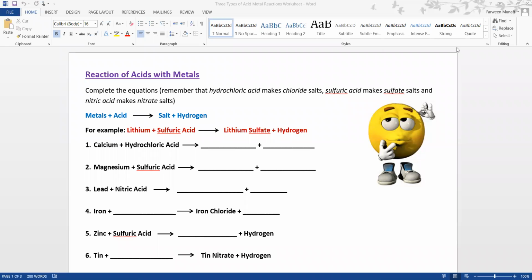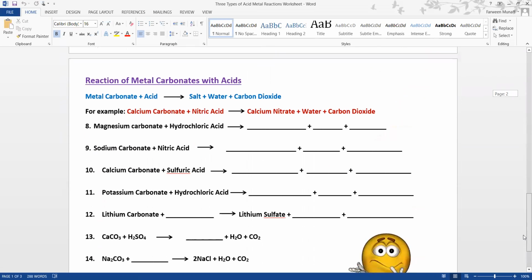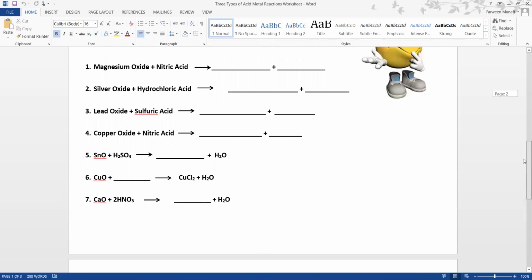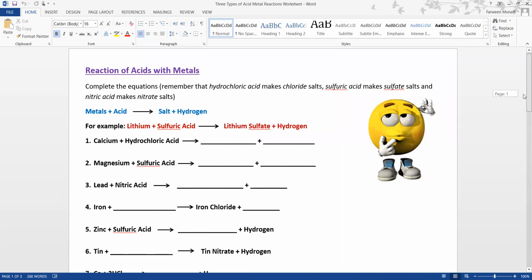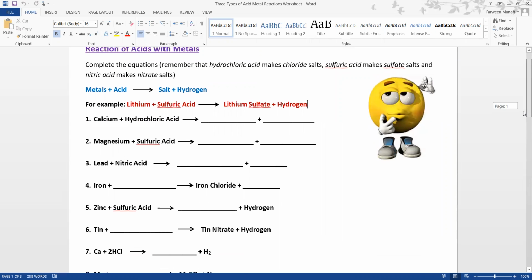Okay, so if you remember last week when we did 4.4, we looked at acids and bases, and towards the end of that PowerPoint, we started looking at acid metal reactions. So we learned about 3 specific types in that table there. The first one was reaction of acids with metals, which is the first type we're going to go through today. Then we also looked at reaction of metal oxides with acids, okay? And the last one we looked at was reaction of metal carbonates with acids. So just 3 types of reactions that occur when acids interact or combine with a metal, okay? Either a metal by itself, a metal oxide, or a metal carbonate. Okay, so that's the basic 3 types.